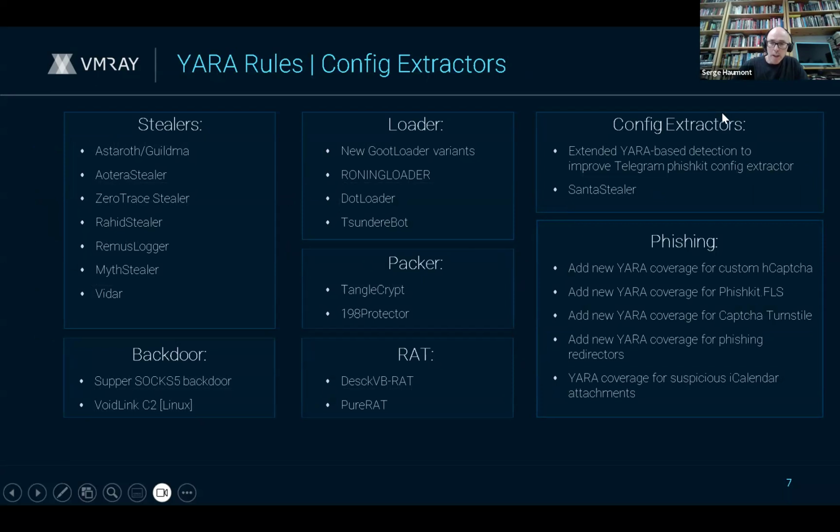Other things where we have expanded a lot since last year is a config extractor. In February, what we added is config extractor for all the Telegram phishing kits, because a lot of phishing kits use Telegram. And once you can extract the exact channel using Telegram, that will help you to know where your data is sent and also to do some attribution.